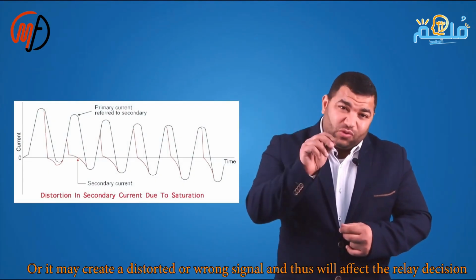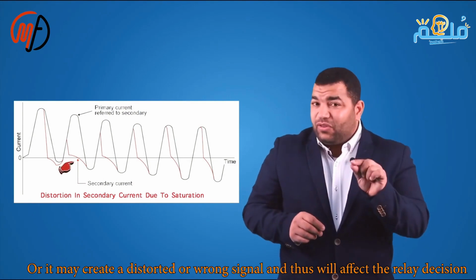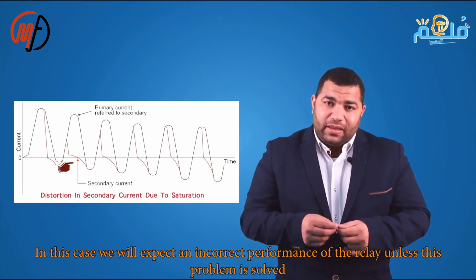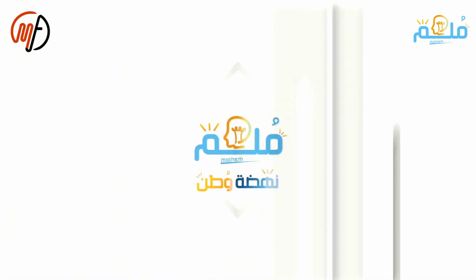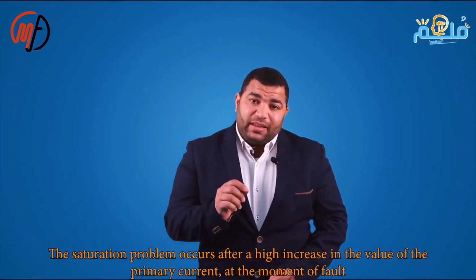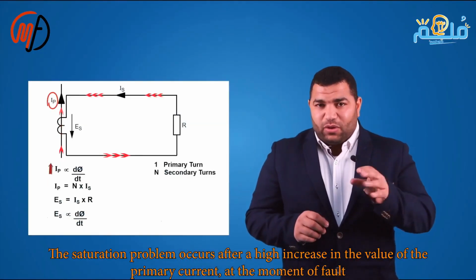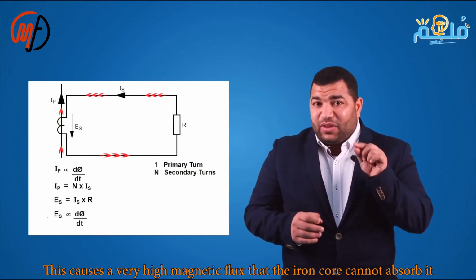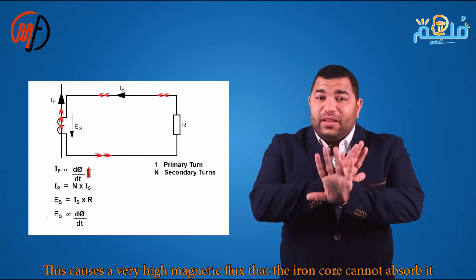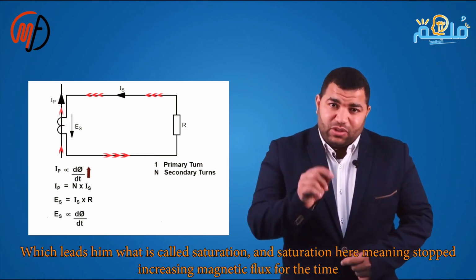Here it means the increase over time stops and the rate of change of flux with respect to time becomes zero. Since current is proportional to this rate, if it becomes zero, the current theoretically becomes zero. A problem arises when there's a significant increase in fault moment value, causing a high current that the core can't handle, leading to saturation. This means the increase halts and the flux's rate of change becomes zero. Since current is proportional, if it becomes zero, so does the current.